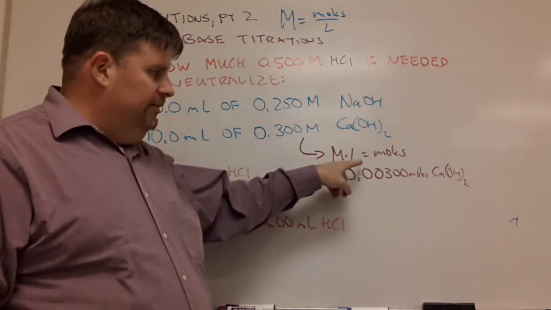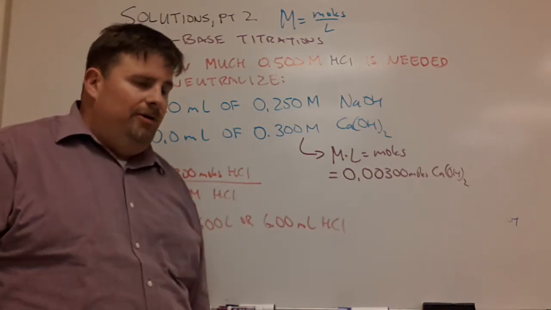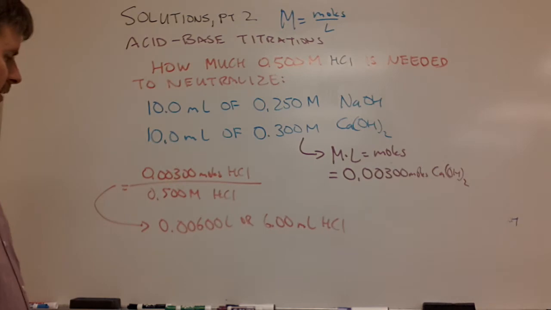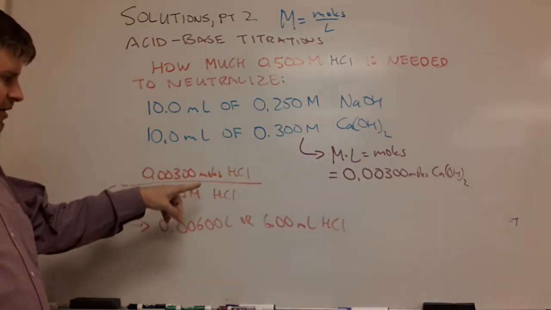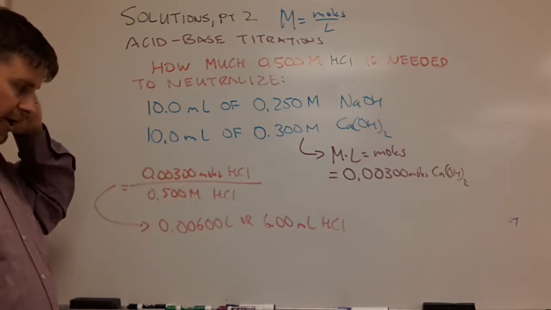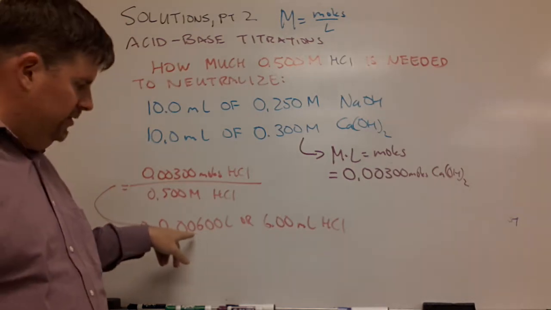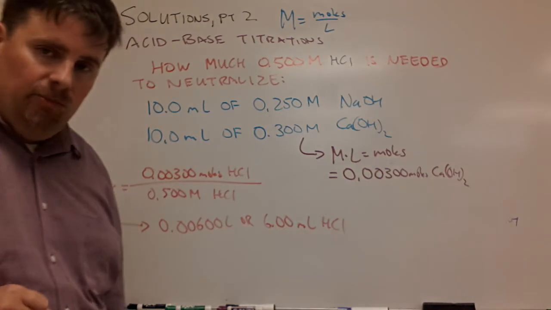Okay, big M times liters is equal to moles, right? And so we should have 0.00300 moles of calcium hydroxide, right? All right, now down here, I've got 0.033 moles of HCl over 0.5 molar HCl. And what I've got now is 0.006 liters or 6 milliliters of HCl. Now, is this the right answer?